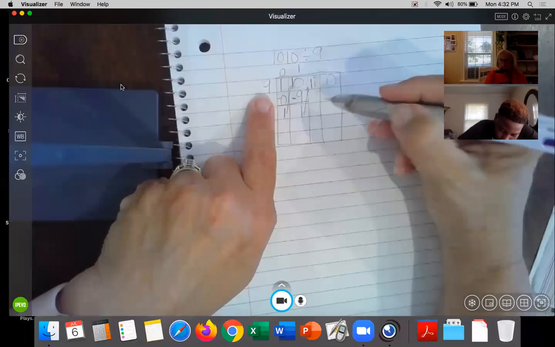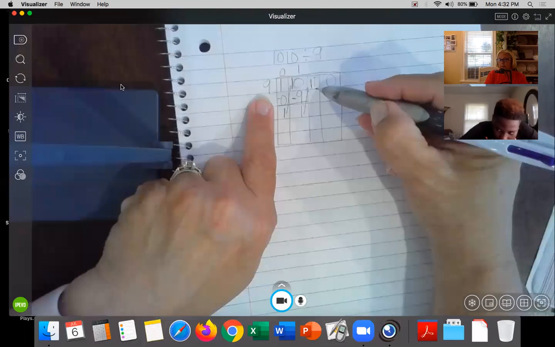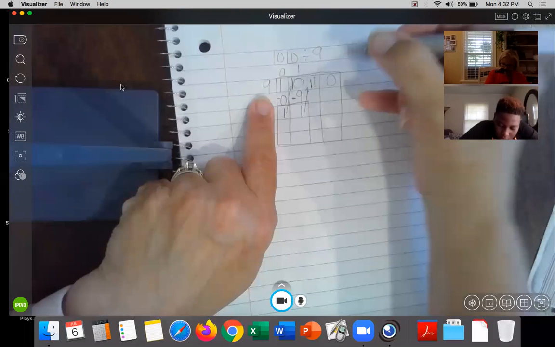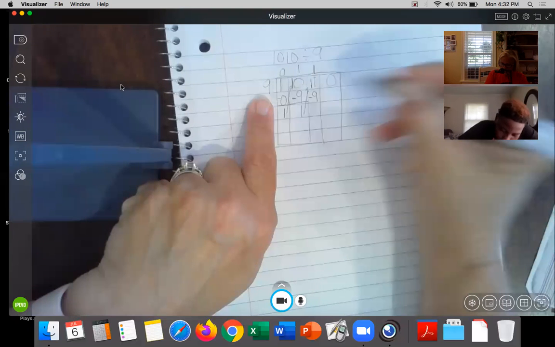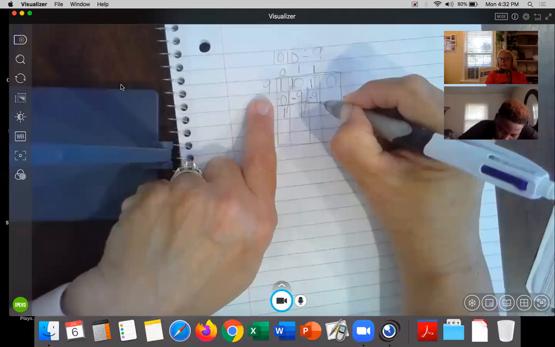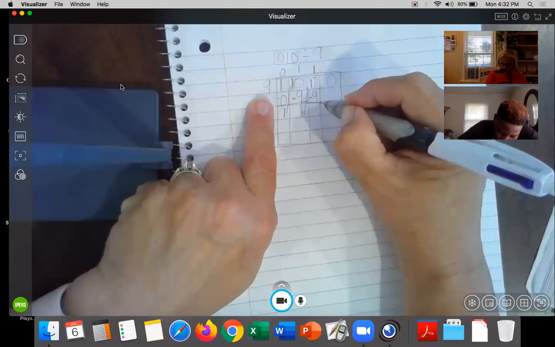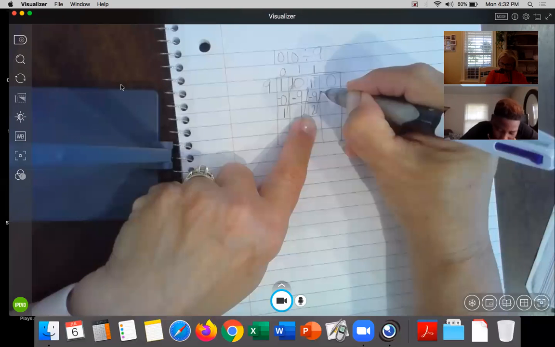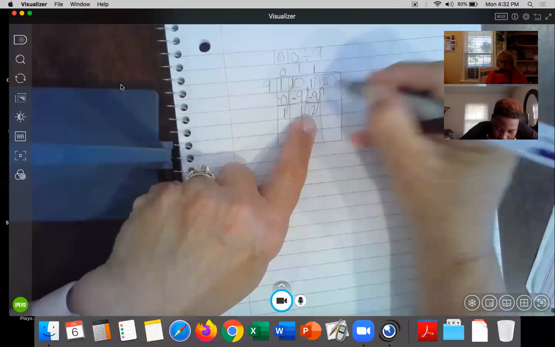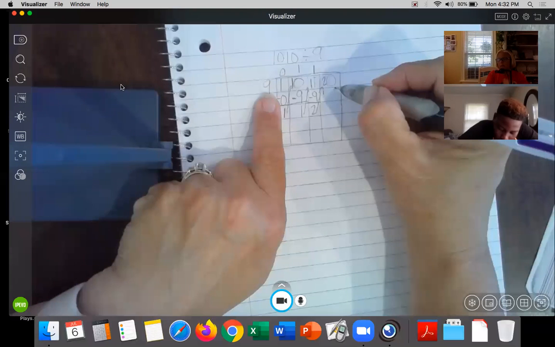How many times will 9 go into 11? 1. Good. 1 times 9 is 9. I subtract and I get 11 minus 9 is 2. I take 2, I bring it up to the next column. Now 9 will go into 20 how many times?